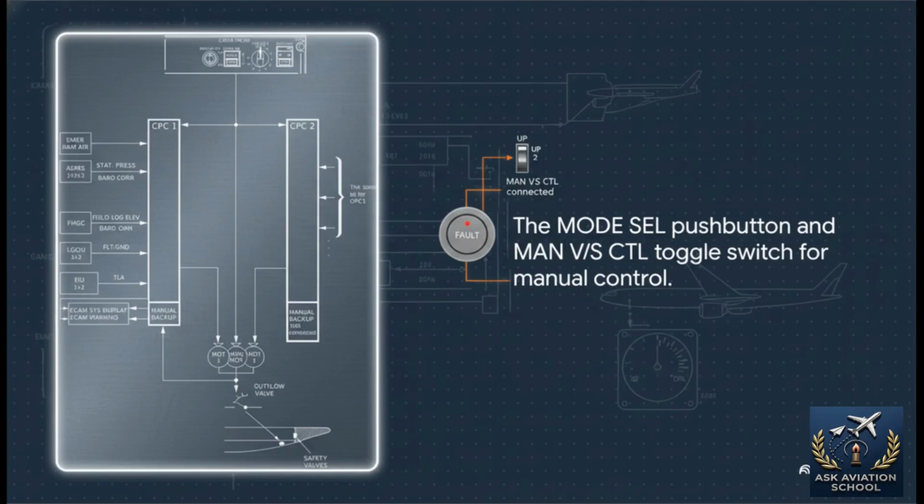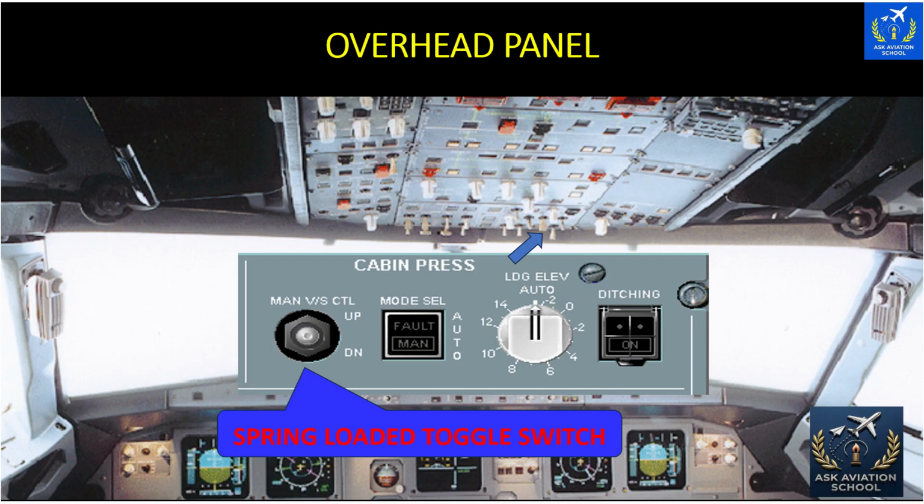At that point, you're in direct control. You use this little spring-loaded toggle switch. Hold it up and the outflow valve opens, which makes the cabin altitude go up. Hold it down, the valve closes, and the cabin altitude goes down. You're flying the pressurization system by hand.